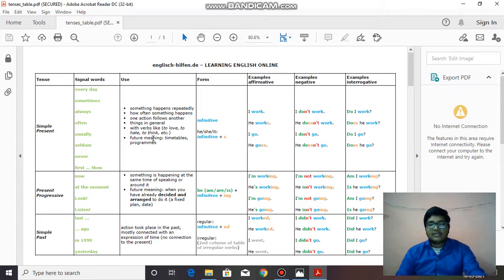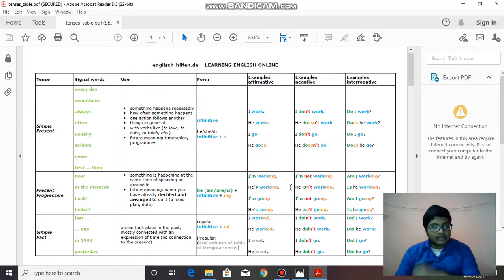Today I am going to discuss the tenses, present tense. Present tense is a tense which is used to express something which happens repeatedly or is happening at the present or usually happening moments.